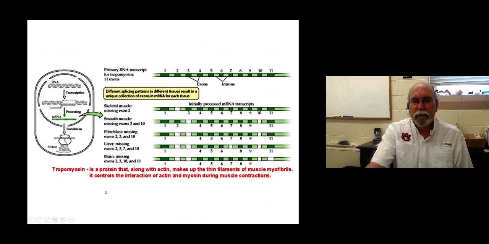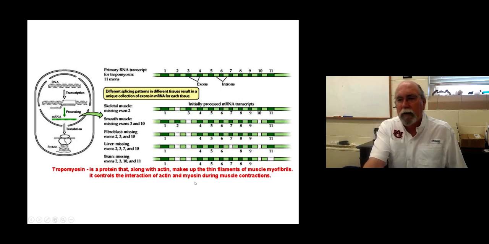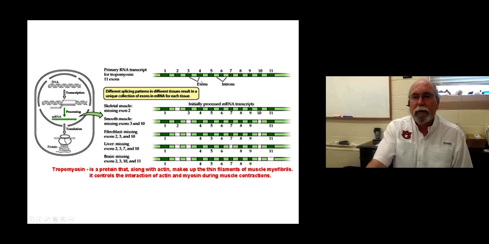Now, just to give you an idea of what we're talking about here, tropomyosin is a protein that, along with actin, causes muscle fibers and these filaments to function, and it controls the interaction of actin and myosin during contractions. The primary transcript looks something like this. There are 11 exons available. In skeletal muscle, you drop out one of those exons, number 2. Smooth muscle, like the lining of the intestines and other parts where you have smooth muscle, you actually drop out 2 of the exons. You skip those, 3 and 10. In liver, you lose 2, 3, looks like 7 and 10.